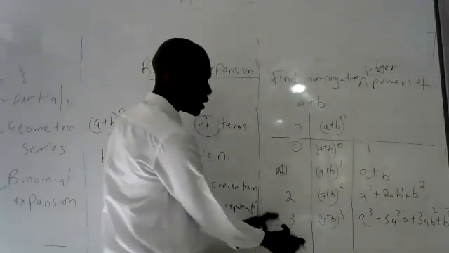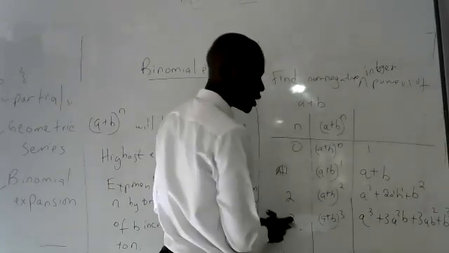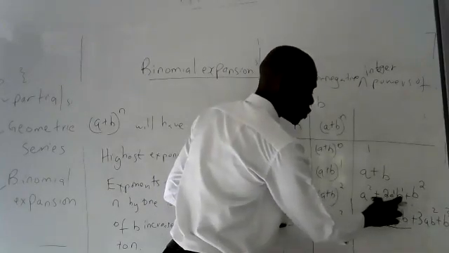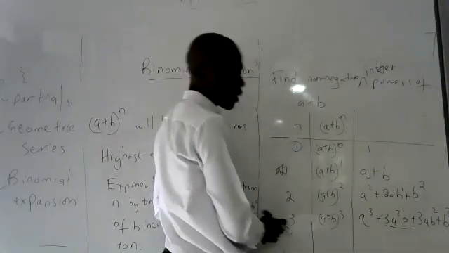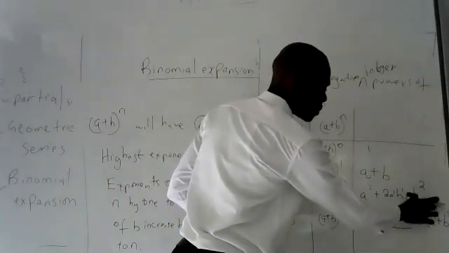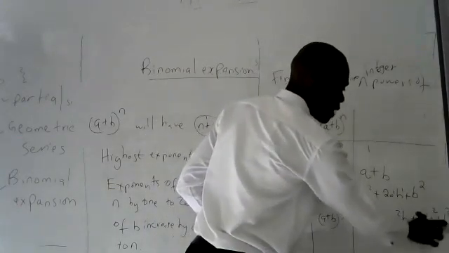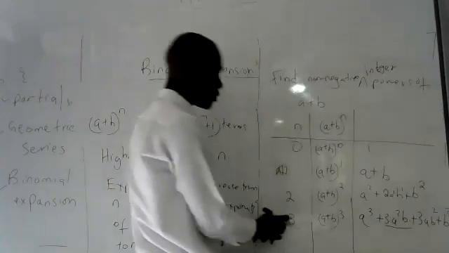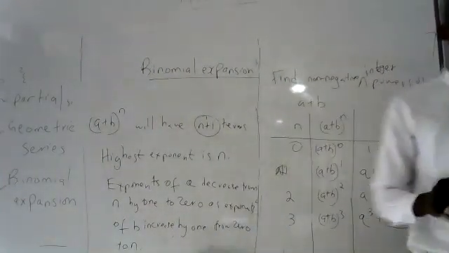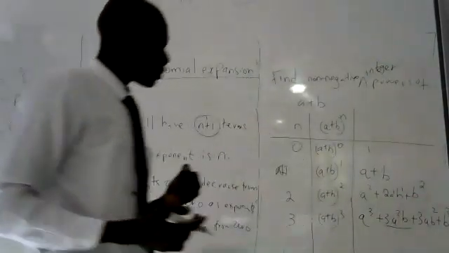Lastly, for the case of 3, you have an a power 3 and a b power 0. 3 plus 0 is 3. This term, you have an a squared and a b power 1. 2 plus 1 is 3. The third term, you have an a power 1 and a b power 2. 2 plus 1 is 3. Lastly, you have a b power 3 and a power 0. 3 plus 0 gives you 3. So at every stage, the sum of the exponents is the power to which you are raising the binomial.